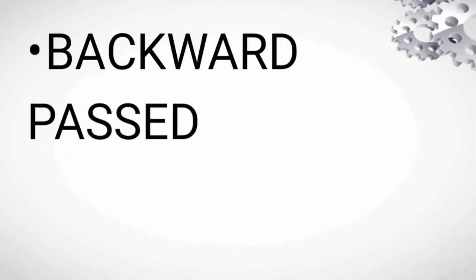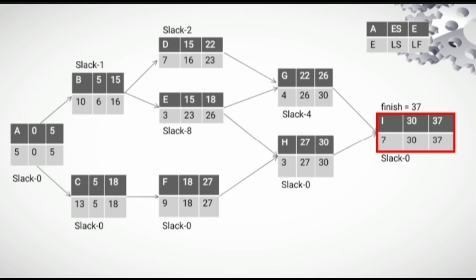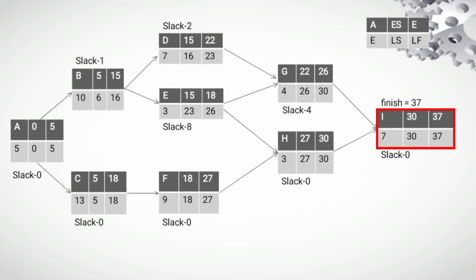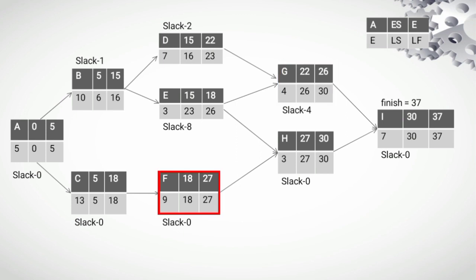Now, let's do the backward pass. Since the project completion time is 37 days, the latest finish time of activity I is 37. Then we determine the LS by subtracting the duration of days from the LF. The latest starting time will be 37 minus 7 equals 30. Now, H has only one successor, which is I, and its LF time is 30. So it means the LF must be 30, minus 3, and the LS is equal to 27. G has one successor, which is also I, with an LS of 30 minus 4 days, which equals an LS of 26.